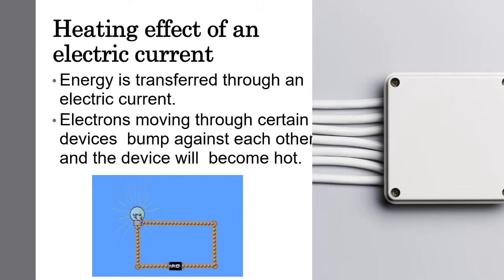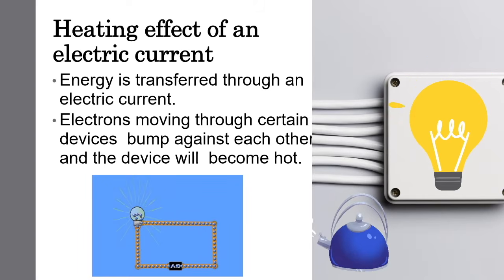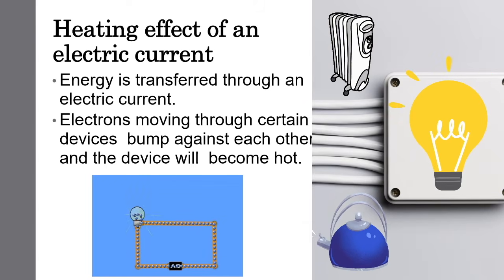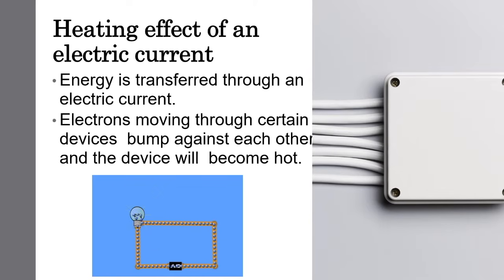In a circuit, energy is transferred through the electric current. This means that the electrons that move through certain devices like light bulbs or elements in kettles, heaters and geysers will bump against each other, and this causes the device to heat up or to become hot.